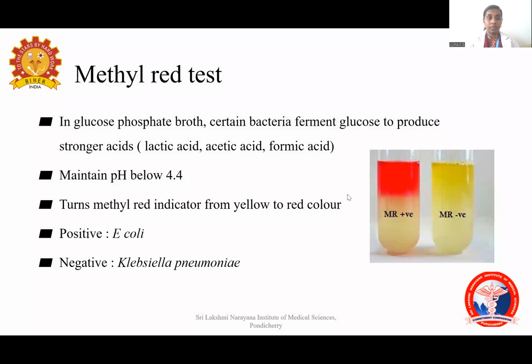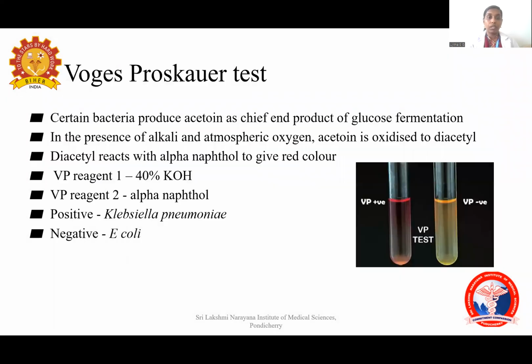The color changes because the organism is able to ferment glucose to produce stronger acids, and the stronger acids maintain the pH below 4.4. That is why the color changes. When you are adding methyl red indicator, the whole media will change to a red color. Examples for positive organisms: E. coli, negative is Klebsiella pneumoniae.